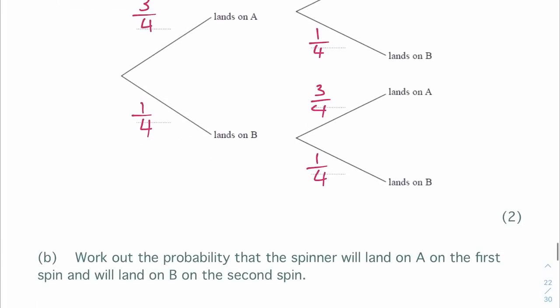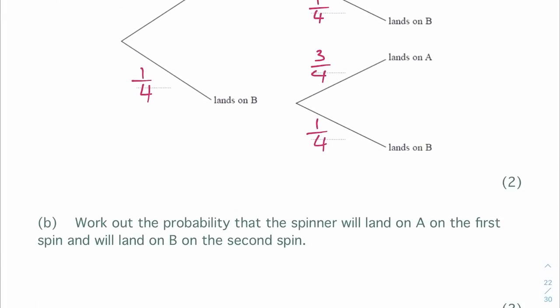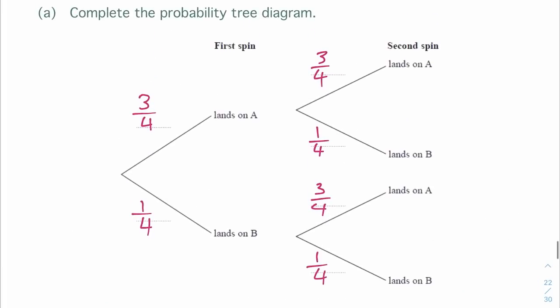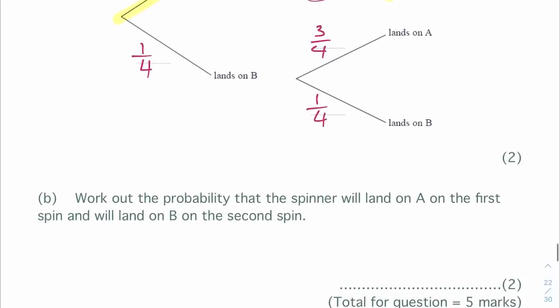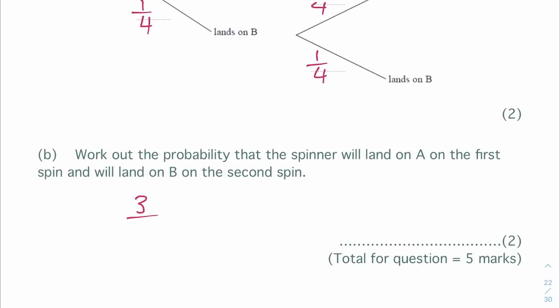Now let's see, we should hopefully have a part B as well. Work out the probability the spinner will land on A on the first spin and B on the second spin. So that route there would be going up A on the first spin and then down B. And when you do that, you just multiply the 2 fractions that you go through. So we go through 3/4 and 1/4. So our working out would just be 3/4 multiplied by 1/4. Timesing the top gives you 3, timesing the bottom, 4 times 4 is 16. So there you go, your answer would be 3 over 16.